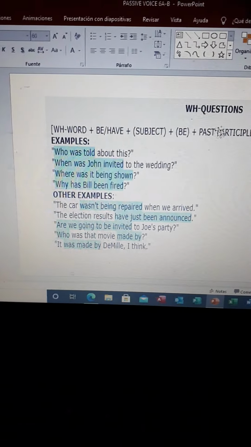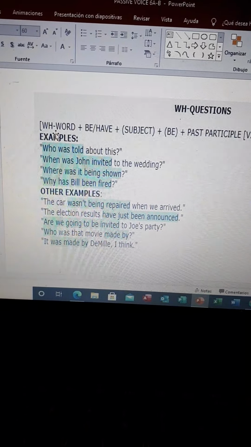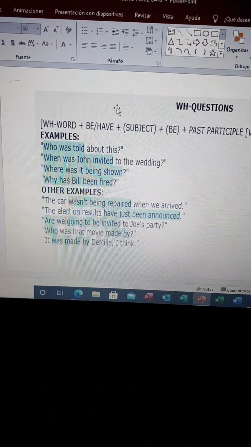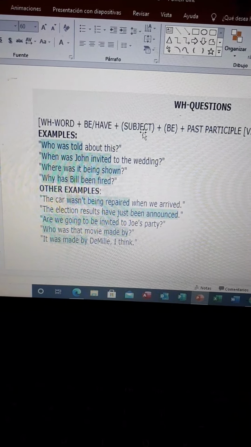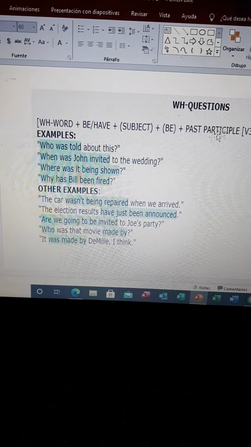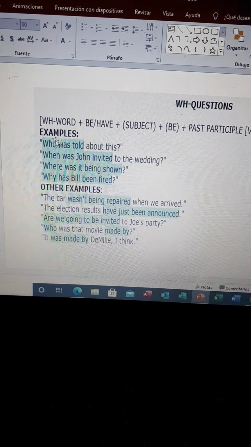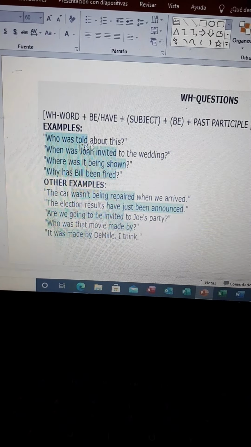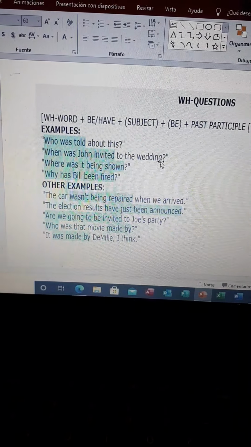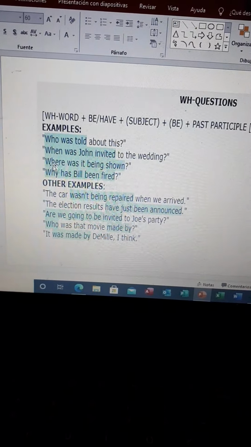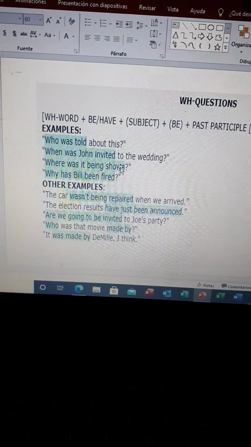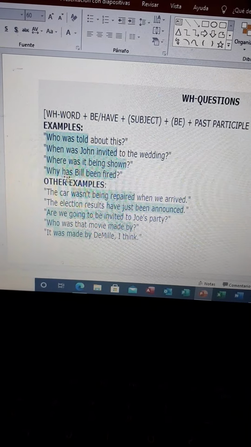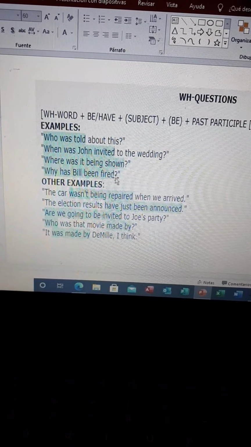And here we have more examples, but including the WH word, okay? What, where, who, which, etc. Plus be, or have or has, okay? Plus the subject, plus being, okay? And then the past participle of the action. Who was told about this? O sea, ¿a quién se le dijo de esto? When was John invited to the wedding? ¿Cuándo fue invitado? Where was it being shown? ¿Sí? ¿Dónde ha sido presentado? Why has Bill been fired? ¿Por qué ha sido corrido?